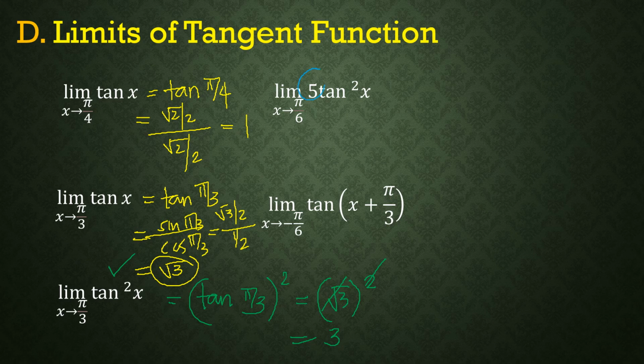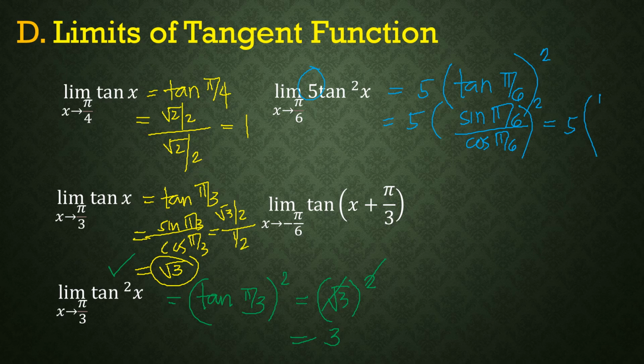Next we have the constant 5 multiplied to the square of tangent x, as x approaches pi over 6. So we have 5 times tangent pi over 6 raised to 2, which is equal to 5 times the quantity sine pi over 6 over cosine pi over 6, raised to 2. Sine pi over 6 is equal to 1/2, and cosine pi over 6 is square root of 3 over 2, then square that, so that will be 5 times 1 over square root of 3 squared. We can just cancel out 2 here, so that will be 5 times 1 over 3. Our answer is 5 over 3.